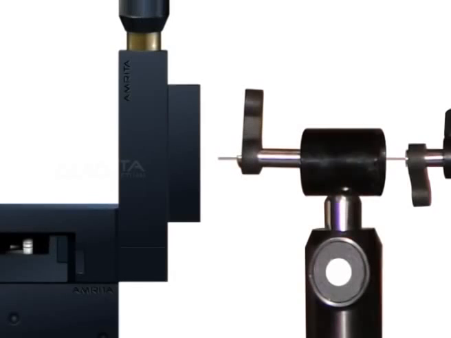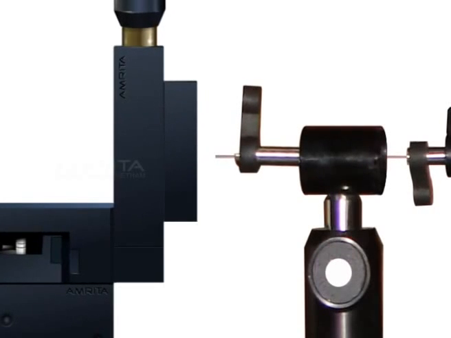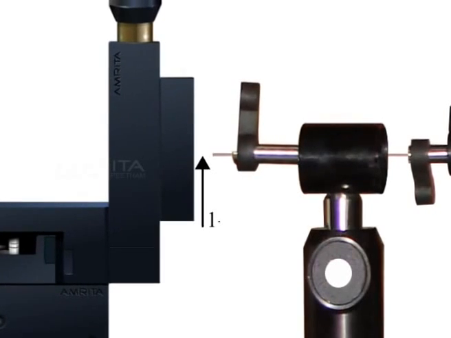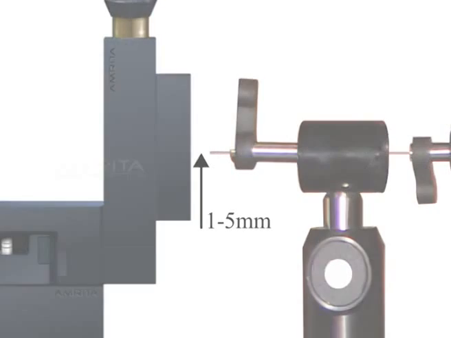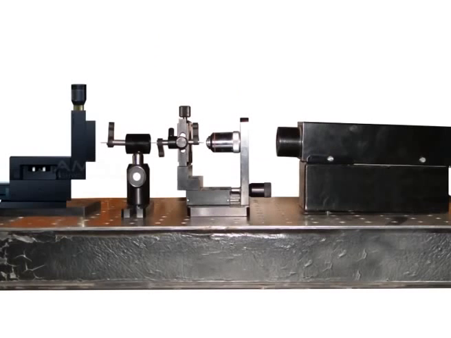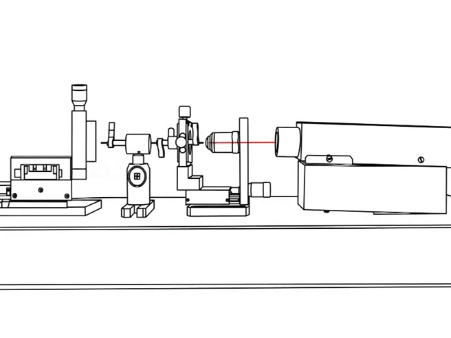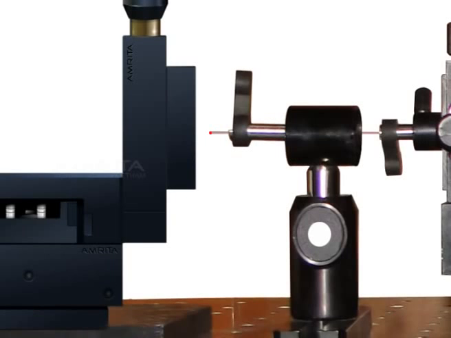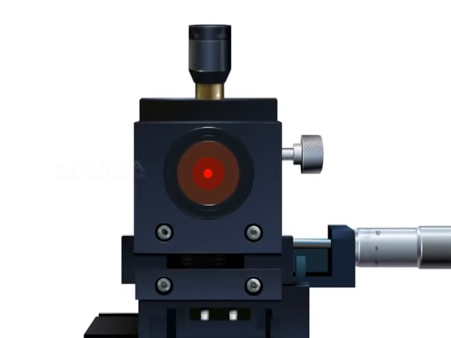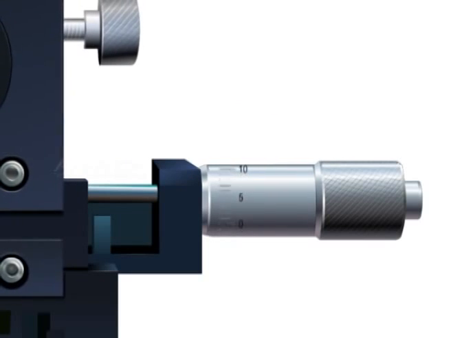Number 4. The distance between the fiber end and the detector should be within 1 to 5 mm and it should be the same throughout the experiment. Number 5. Light passes through the coupling unit, through the fiber, and it illuminates at the end. Number 6. The detector is then scanned horizontally and the distance is measured with a screw gauge.